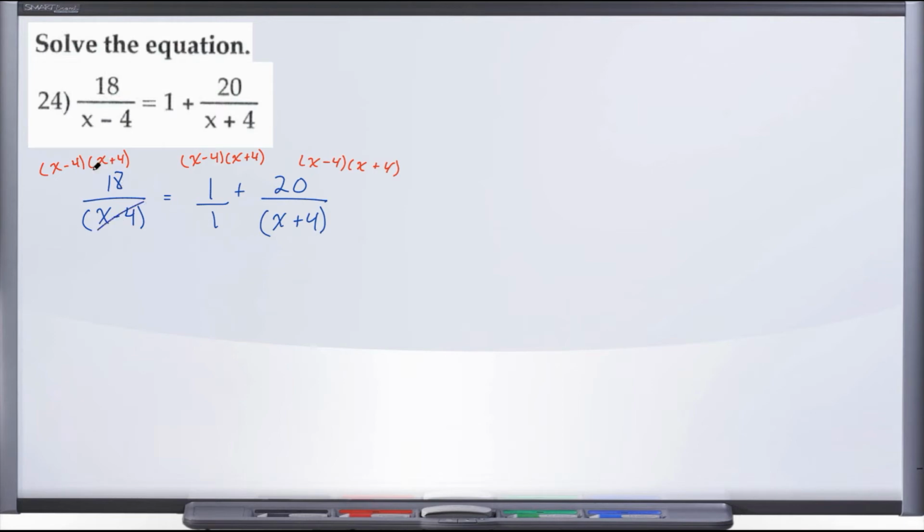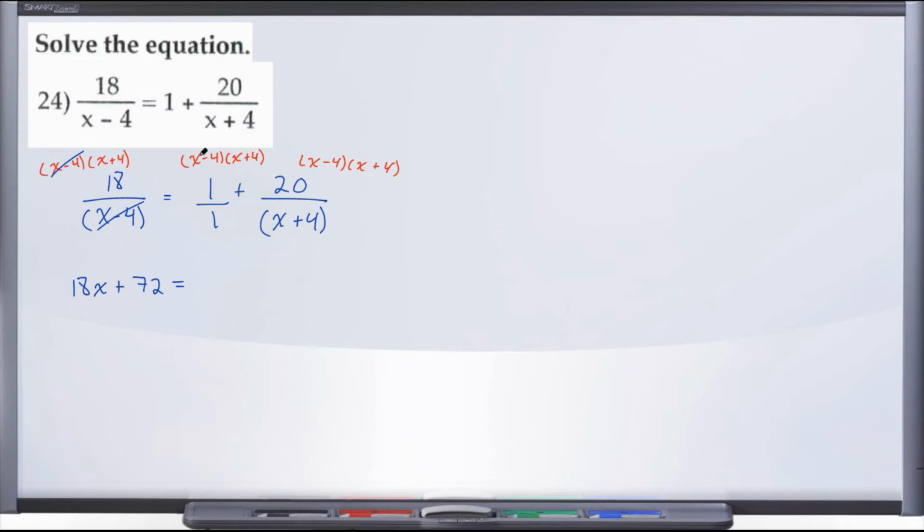So x minus 4 cancels, so we're left with x plus 4, and we're going to multiply that by 18. So we're distributing 18 to the x and then to the 4. So let's see, we have 18 times x, so that's going to give us 18x. 18 times 4, that'll be plus 72. And then our equal sign. And because we had a 1 in the denominator here, that means we're left with both factors up top. So x minus 4, x plus 4.